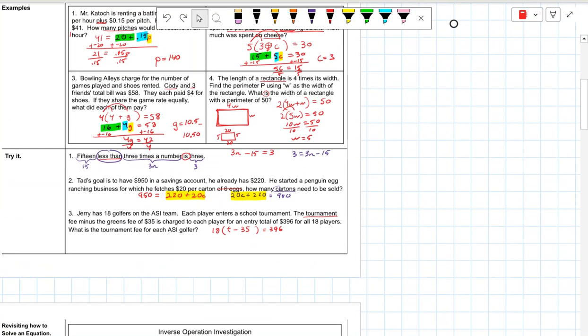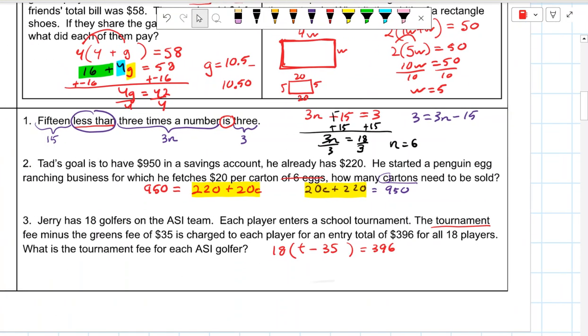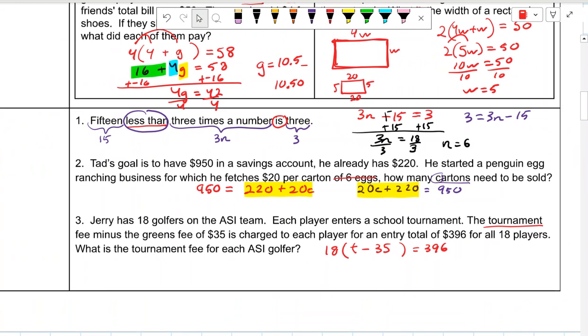Let's take a look at the first one. So we want to deal with this subtracting 15, so I'll use the additive inverse on it first. I'll add 15 to both sides and get 3n is equal to 18, then divide by 3 and get n is 6. Now if that went a little bit quick for you, you can always rewind it and see how that's going on.